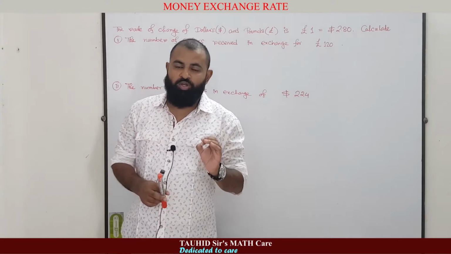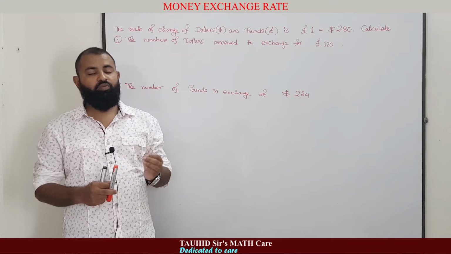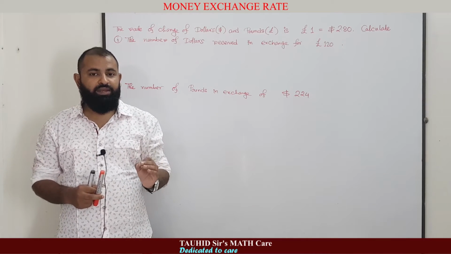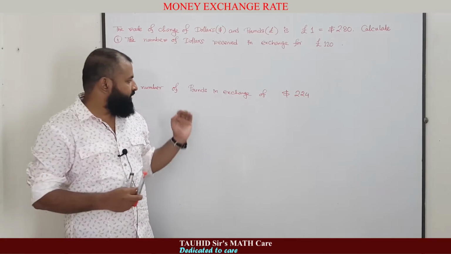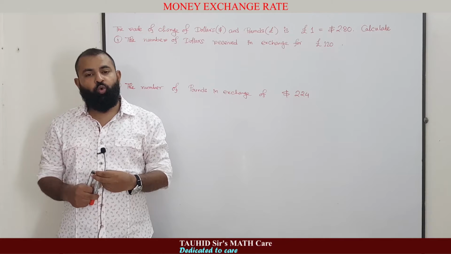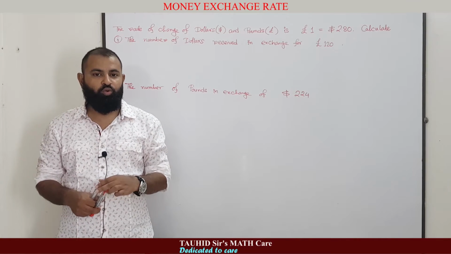From this information you are asked two questions. Question number 1 says that if you convert 120 pounds in dollars, how many dollars will you receive? And question number 2 says that if you convert $224 in pounds, how many pounds would you receive?